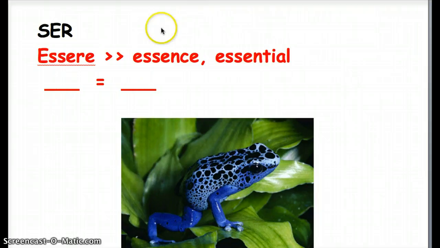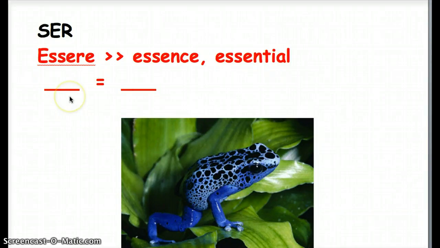We're going to first look at the verb ser. And ser comes from the Latin verb essere. We have words in English like essence and essential that come from this verb. And I want you to think about that when you're thinking about choosing ser or estar to use. If you look at the blue poison dart frog here, what is essential about him? What makes him be what he is? What's the essence of him? Well, he's blue. He's a frog. He's an amphibian. All of these things make this frog who he is.